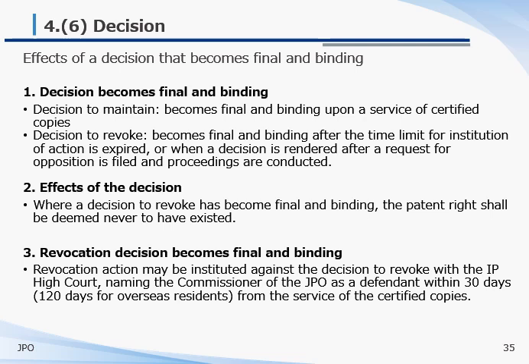A decision to revoke becomes final and binding after the time limit for filing a revocation action is expired. Or, if a revocation action is instituted with the IP High Court, a decision will become final and binding only after a case is reviewed and then a final decision is rendered by the IP High Court. If a decision to revoke the patent becomes final and binding, the patent right shall be deemed never to have existed because of effects of the decision. This effect is the same as the effect of a trial for invalidation.